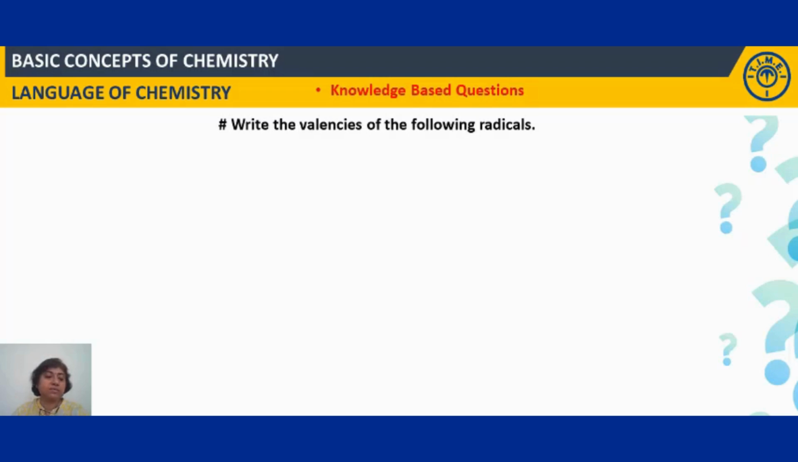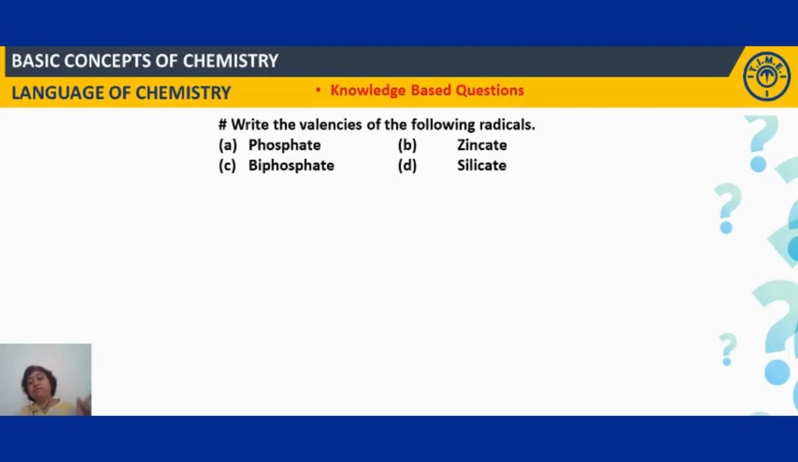Write the valences of the following radicals. Let us look at the radicals: phosphate, zincate, biphosphate, silicate. First we will write the formula of these radicals along with their valences. That is a question which is asked. Okay, so let's write. Get set ready with your pen. Phosphate, PO4 minus 3. I have started, but the next one I will not tell you. Zincate.